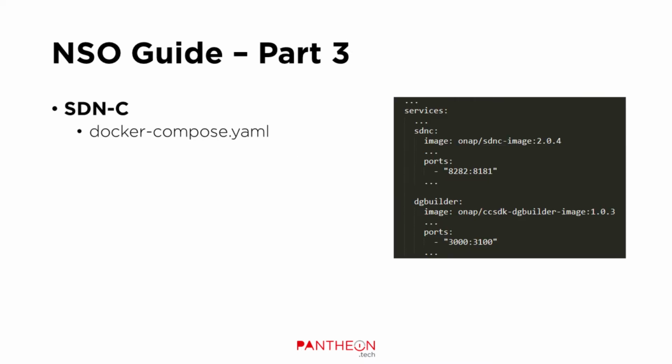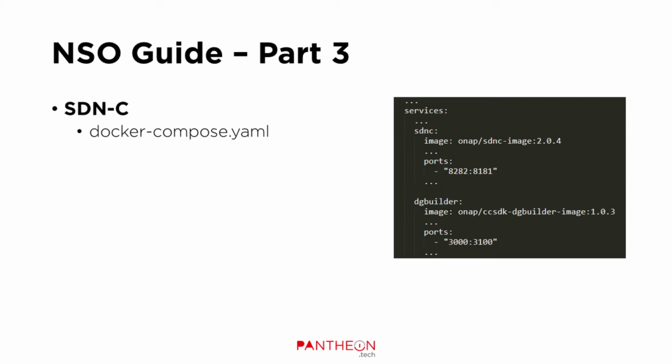Let's start SDN-C now. It's quite easy with Docker. We will use the official ONAP Docker images, which will be downloaded directly from Docker Hub. To make life a little bit easier, we will use Docker Compose. The one I'm using is based on the Docker Compose file from the SDN-C Git repository, but it's quite minimal. It's stripped of some unnecessary parts for this video. This Docker Compose file can be downloaded via link in the description.